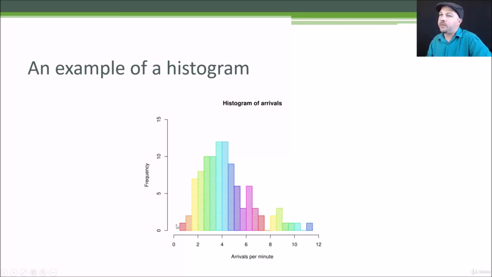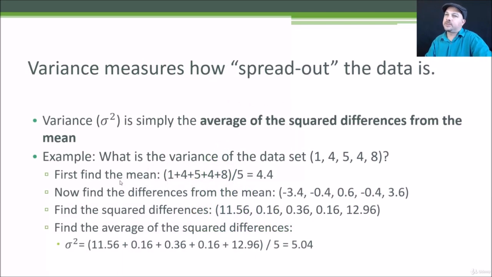So a lot of information can be had from a histogram, and the variance just speaks to how spread out your data set is, what the shape of that data is. How do you measure variance? Well, we usually refer to it as sigma squared, and you'll find out why momentarily. But for now, just know that variance is just the average of the squared differences from the mean.